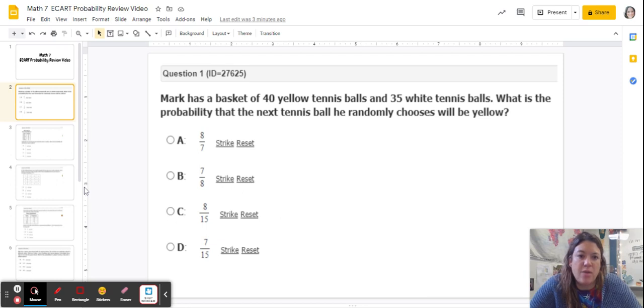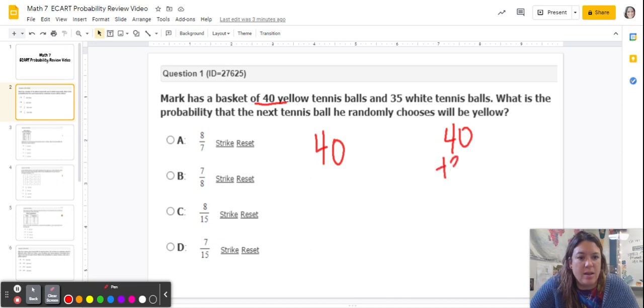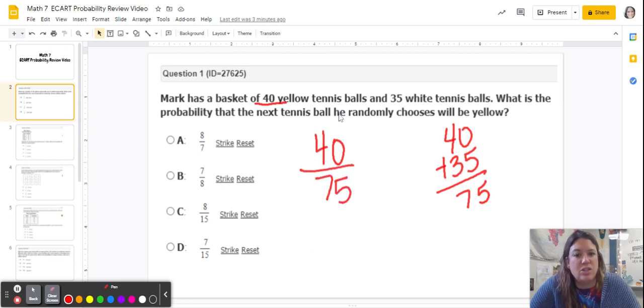Mark had a basket of 40 yellow and 35 white tennis balls. What's the probability that the next tennis ball he randomly chooses will be yellow? Okay, so there are 40 yellow. So that's how many chances he has to pull out a yellow out of the total number of tennis balls, right? The total number of tennis balls, which is 75. So 40 out of 75 is the chance that he will randomly choose a yellow ball, right? There's 75 total and there's 40 that are yellow. And then all I have to do with this fraction is simplify.